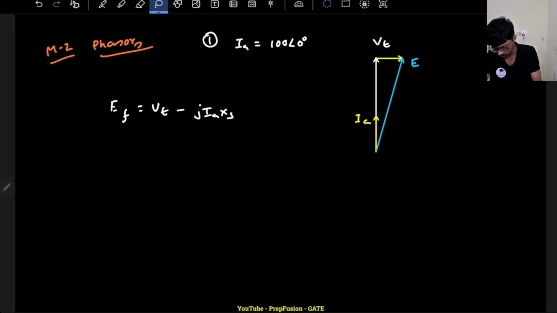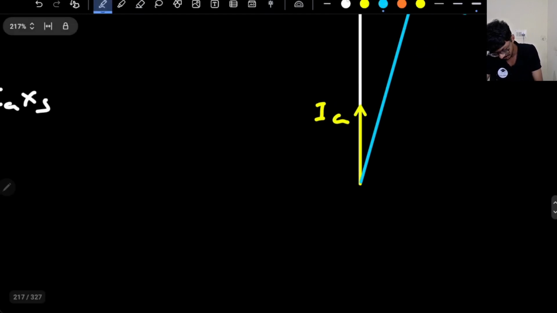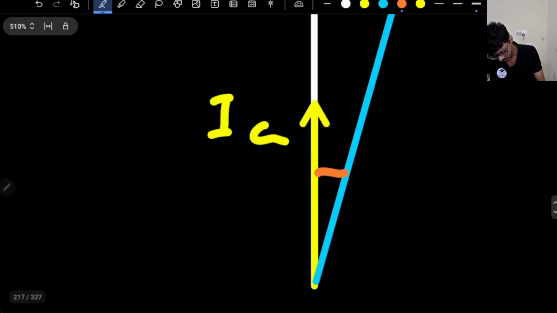Okay. So this will be my EF. Okay. So this is my EF and this will be my initial delta. Can I find out this delta? What will be this delta?